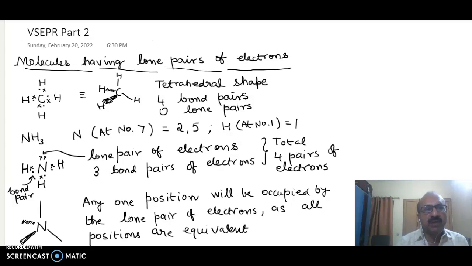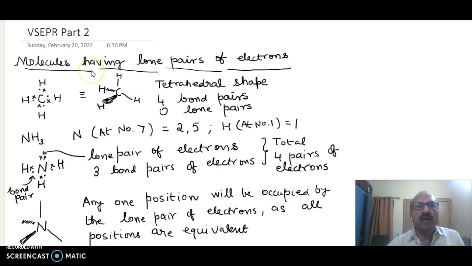Now in this video, we are going to consider a little more complicated examples in which molecules have, in addition to the bond pairs of electrons, some lone pairs of electrons. And also we will discuss the molecules which have multiple bonds. So to begin with, we'll consider the molecules having lone pairs of electrons.